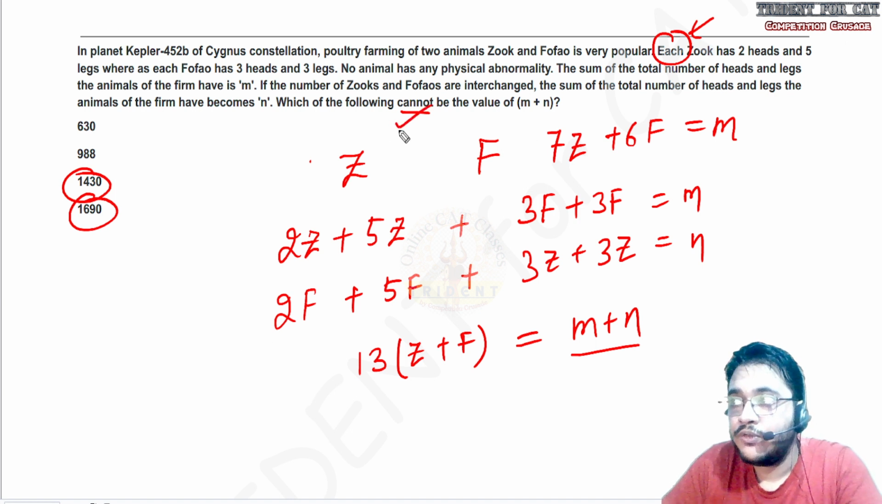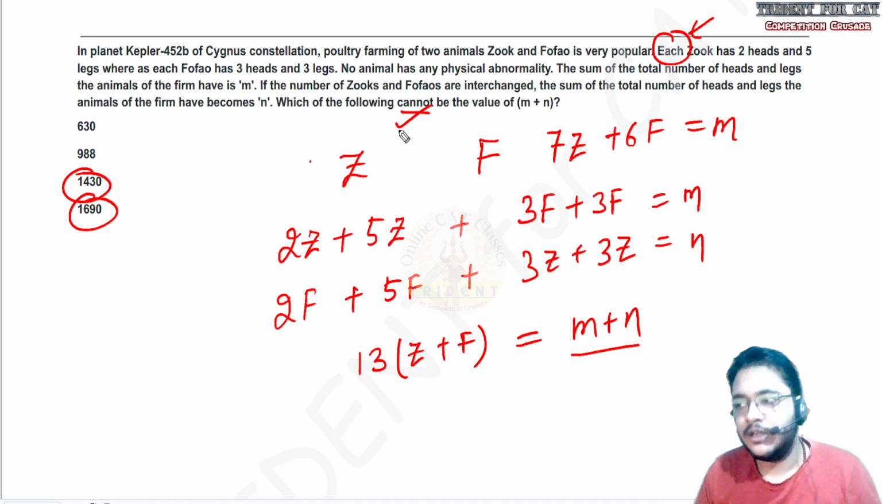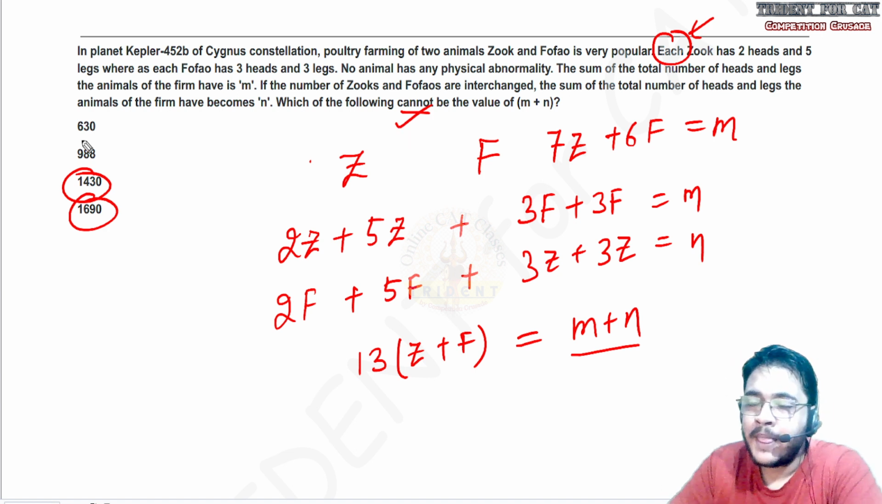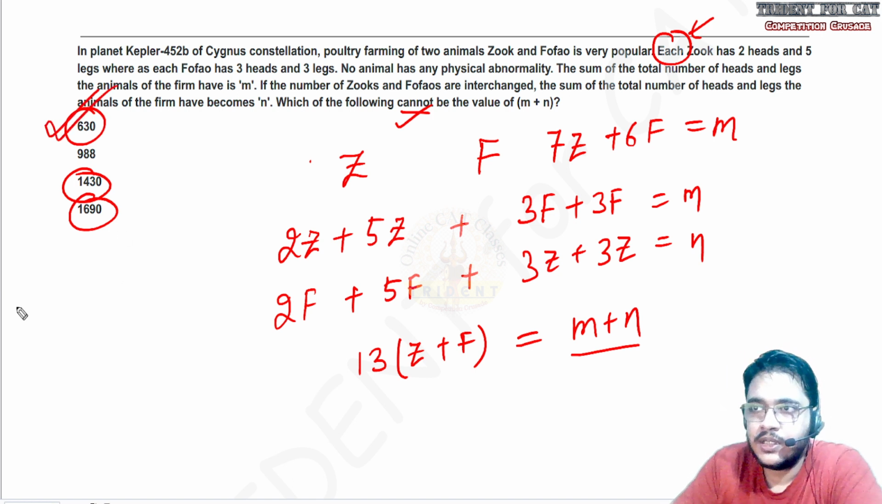They're not asking you for the value of m plus n. They're actually asking which of the following cannot be the value of m plus n, right? So 65 is a multiple of 13, 63 is not. So this has to be the answer, 630.